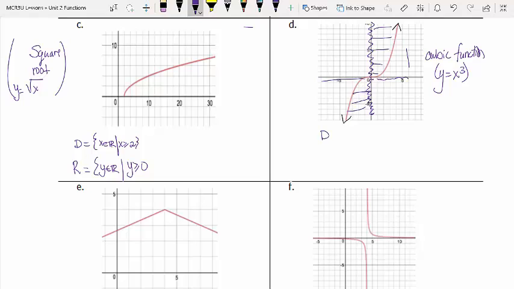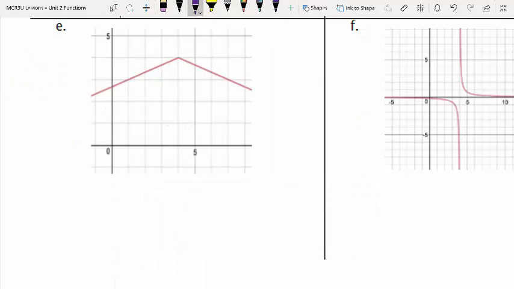So the domain of a cubic function is x is an element of all the real numbers with no restrictions, and the range is y is an element of the real numbers, again with no restriction. Okay, part E is going to be a new graph for a lot of you. This is called the absolute function.